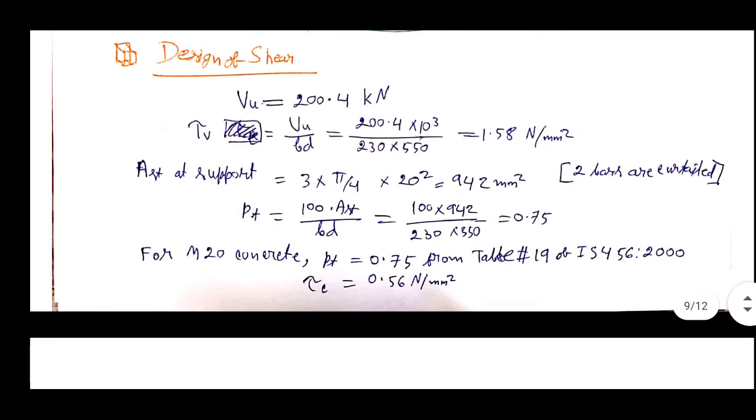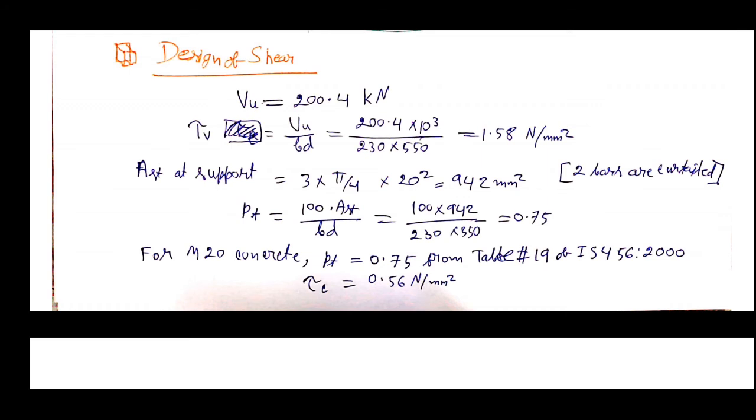Next step is design of shear. Design shear value, we already have Vu as 200.4 kilonewton. So tau v is equal to Vu by bd, that is 200.4 into 10 cube by 230 into 550, which equals 1.58 Newton per millimeter square. That means the value of tau v is 1.58 Newton per millimeter square.